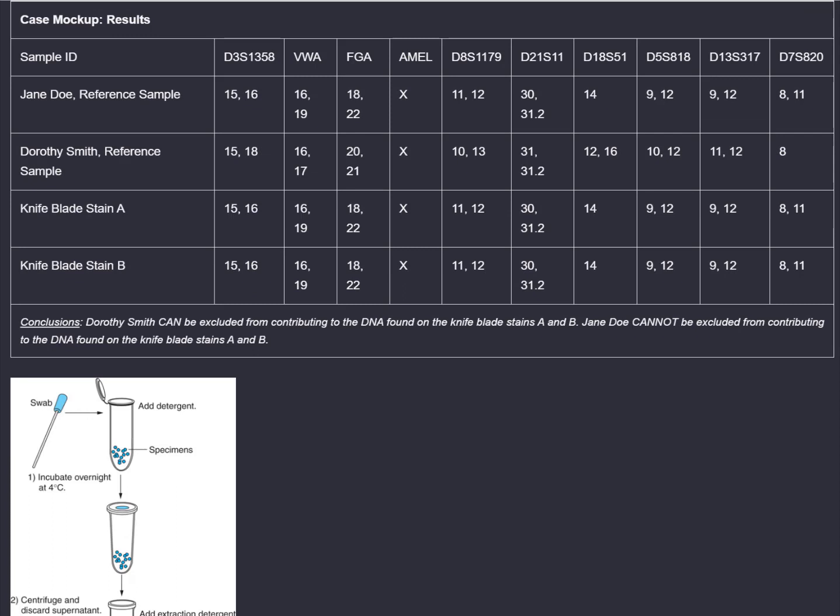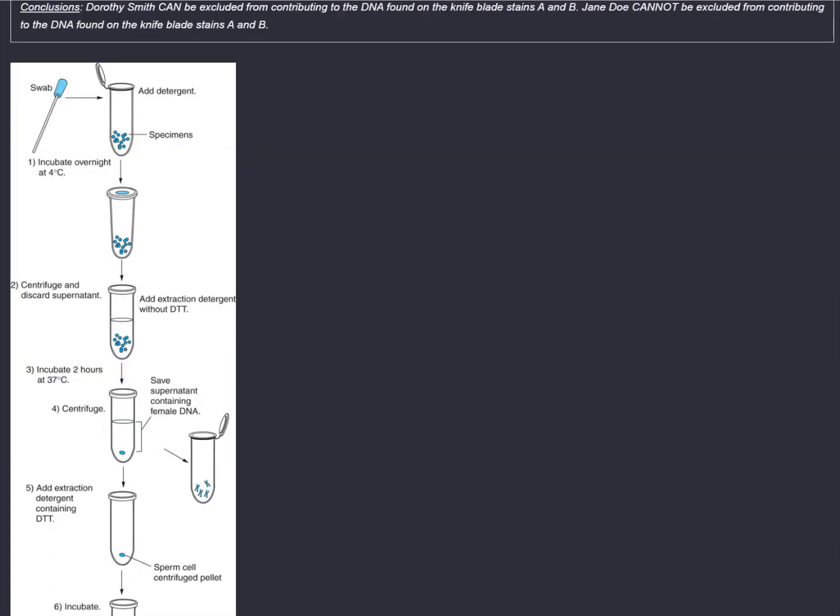Case mock-up, results. Conclusions. Dorothy Smith can be excluded from contributing to the DNA found on the knife blade stains A and B. Jane Doe cannot be excluded from contributing to the DNA found on the knife blade stains A and B.